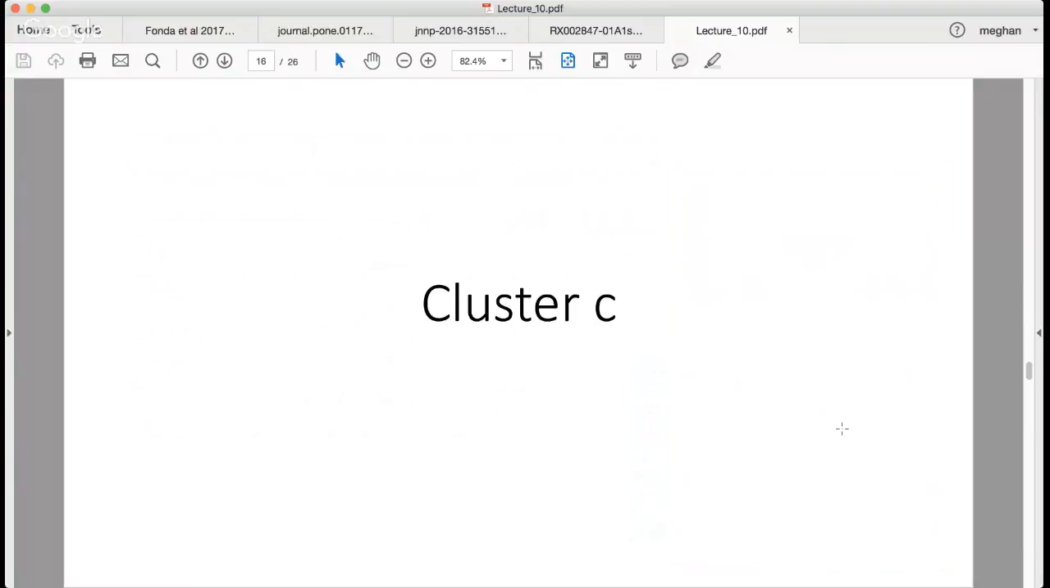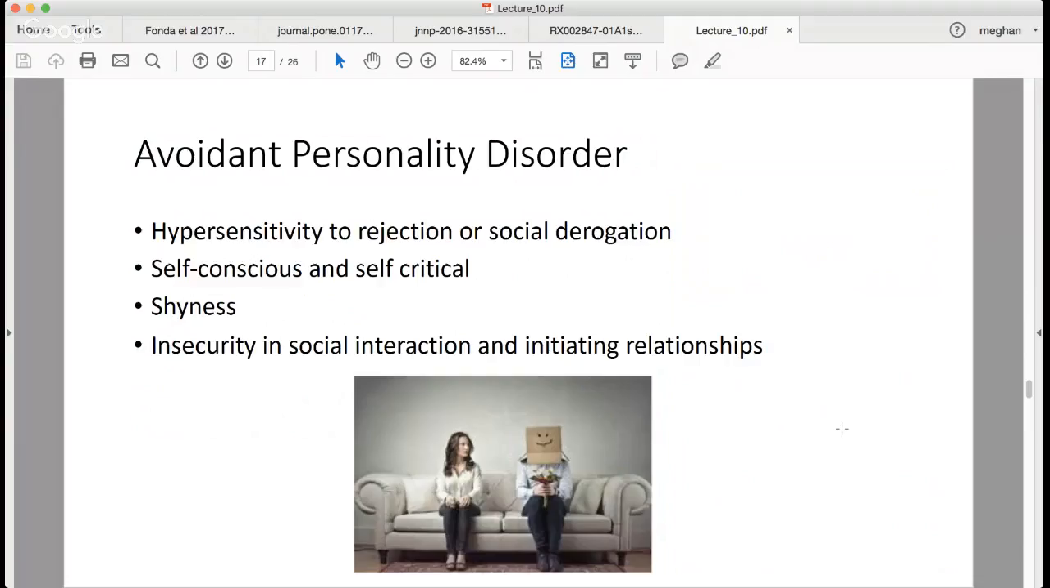Okay, moving on to cluster C. So we'll start with avoidant personality disorder. People with avoidant personality disorder fear rejection and show extreme social inhibition, introversion, and hypersensitivity. They desire affection, are lonely. They desire interpersonal contact, but avoid it out of fear of rejection.